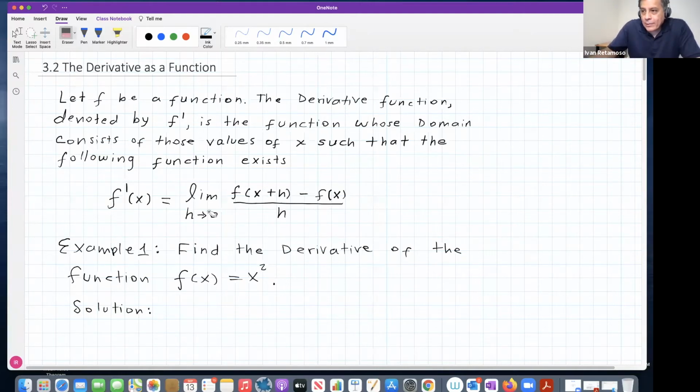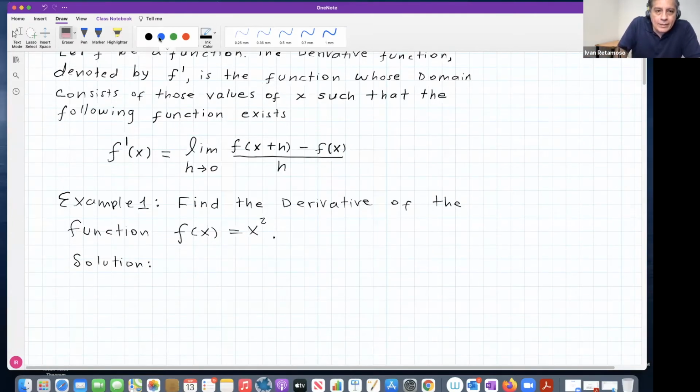So let's do that. Instead of working in particular with one value of x, let's work in general with any value of x. For example, here it says find the derivative of the function f of x equals x squared. They are giving us x as our base point, again, in general. So what should we do? Well, let's follow the formula.